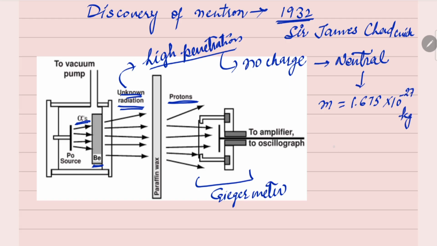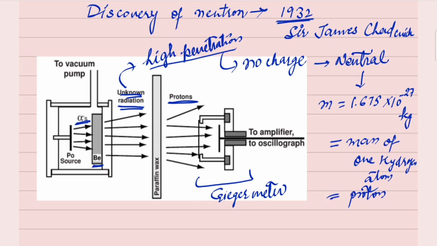This is almost equal to the mass of one hydrogen atom, or you can say the mass of a proton. It was a little bit heavier than a proton, but almost equal to the mass of that proton. But as the proton had positive charge on it, this particle had no charge on it. It was neutral.